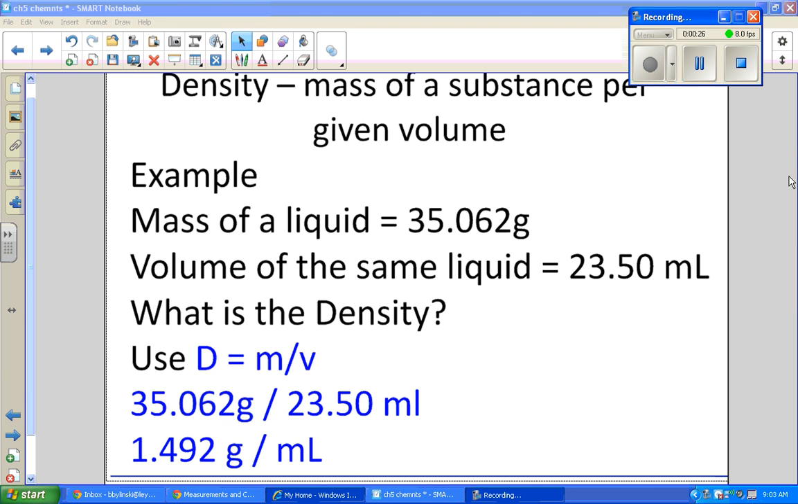Density is one equation, okay? It's D equals M over V. Density equals mass divided by volume. So here's my mass, 35.062, divided by my volume, 23.50, and my answer is 1.492 grams per milliliter. And you will notice that there are two units for density, g/mL, for mass and volume.